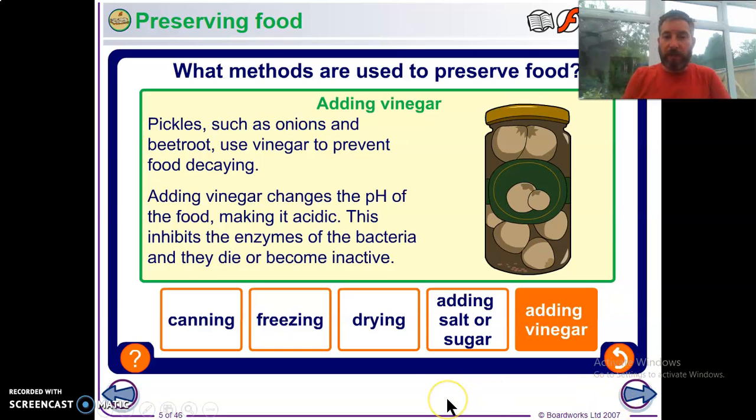So what does that tell us? Well, if I want food to decay quickly, what do I want? The optimum conditions for decomposing bacteria are the exact opposite of this. So I want warm but not too hot. I want damp, moist conditions. I don't want it to be too acidic. I don't want it to be too dry using sugar or salt. So that's how we preserve food. These are the factors that affect it.